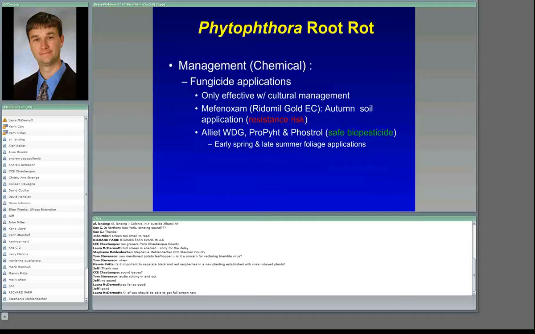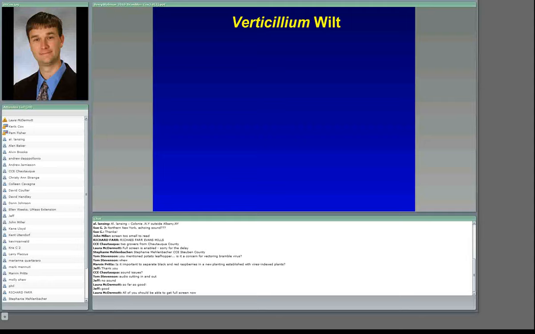Now I'd like to change gears and move to the next disease that one can find in brambles in our region.